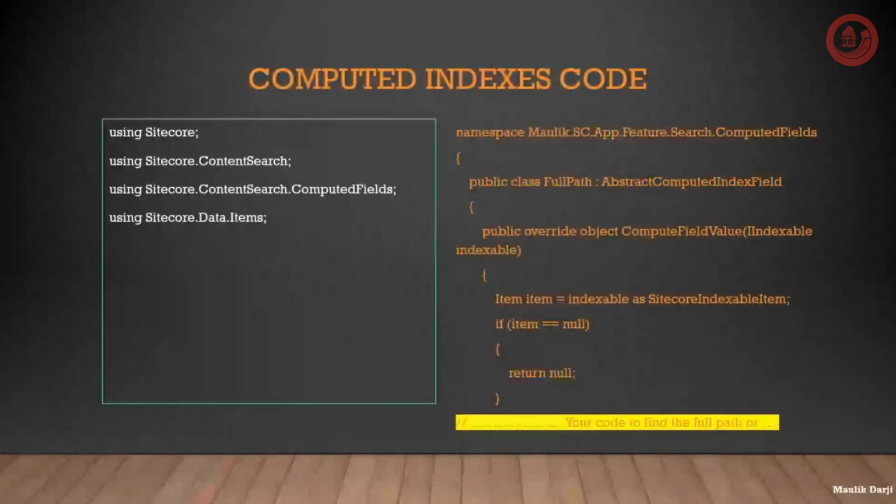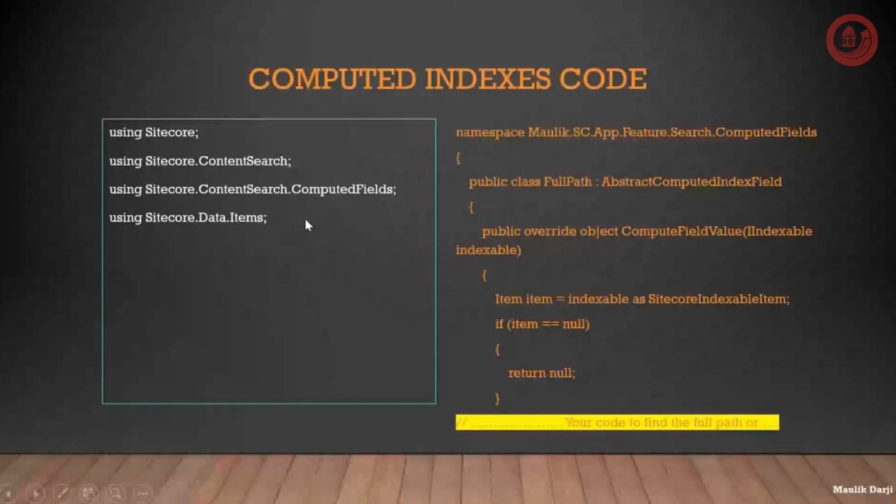And simple code. As I mentioned, these are standard public override computed field value. You take the item which is indexable as Sitecore index item. If it is null, return null, and then your code to find the full path. Very first item would be check if it is based on any template, and then proceed further.